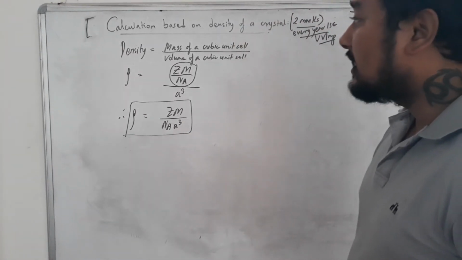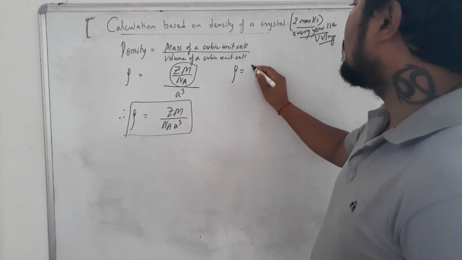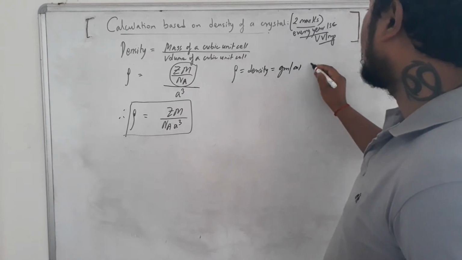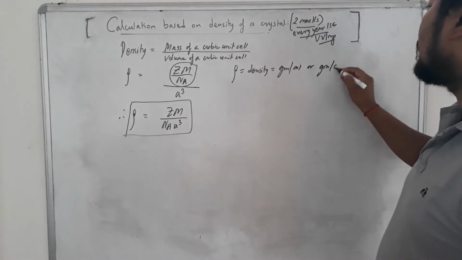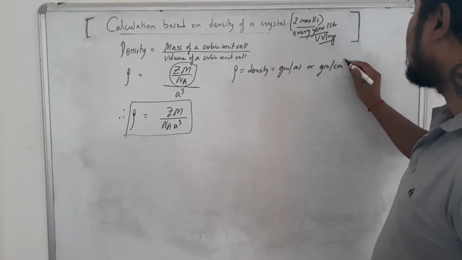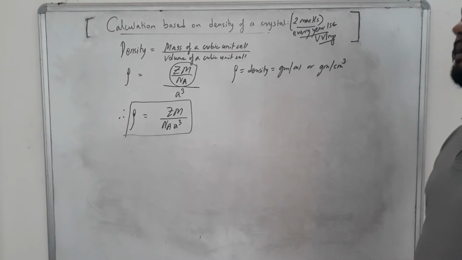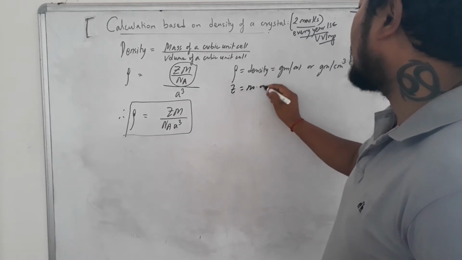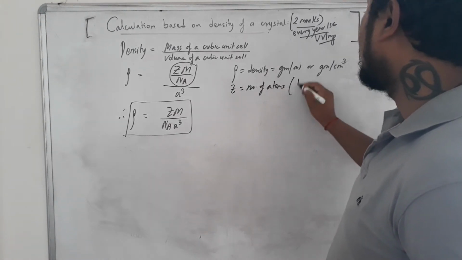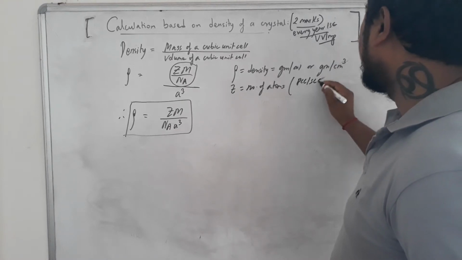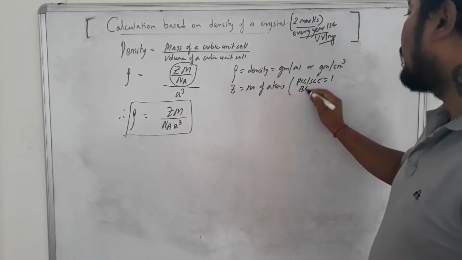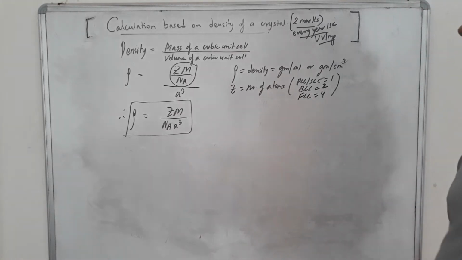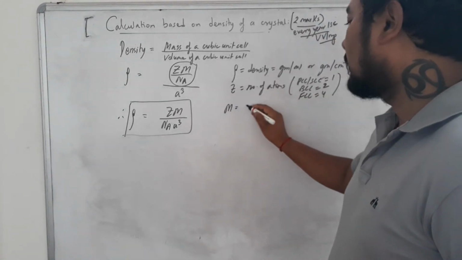Now let us see the meaning and the unit of all these terms. Rho means density, and the density unit we take here is gram per ml, or instead of ml, gram per centimeter cube also you can write. Gram per ml and gram per centimeter cube mean the same. Now Z means number of atoms. Remember, for PCC, SCC, that is primitive or simple cubic unit cell, the Z value is 1. For body centered, the Z value is 2, and for face centered, the Z value is 4.